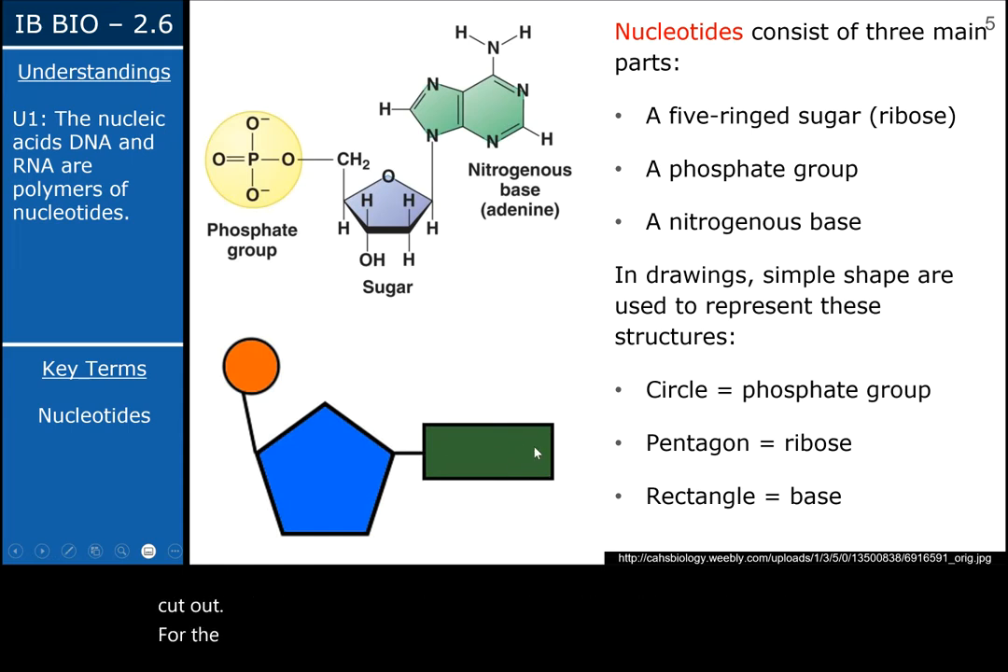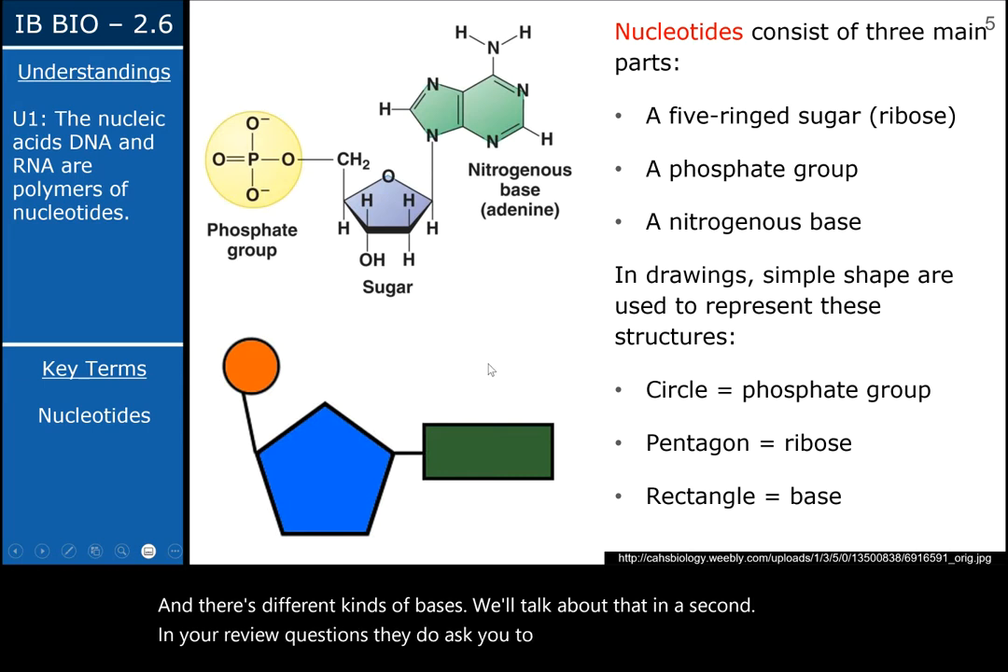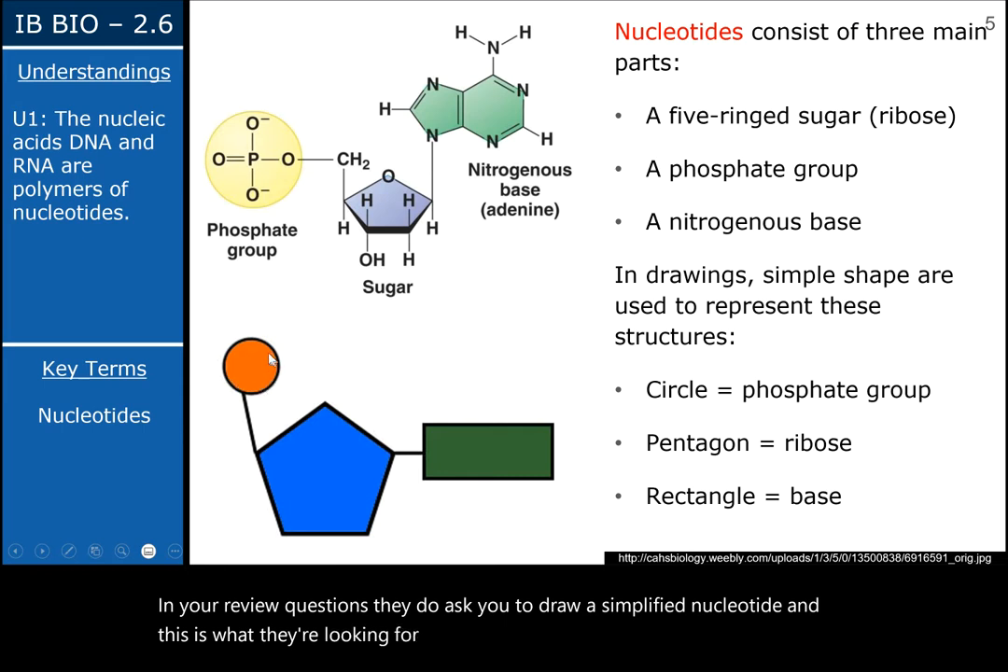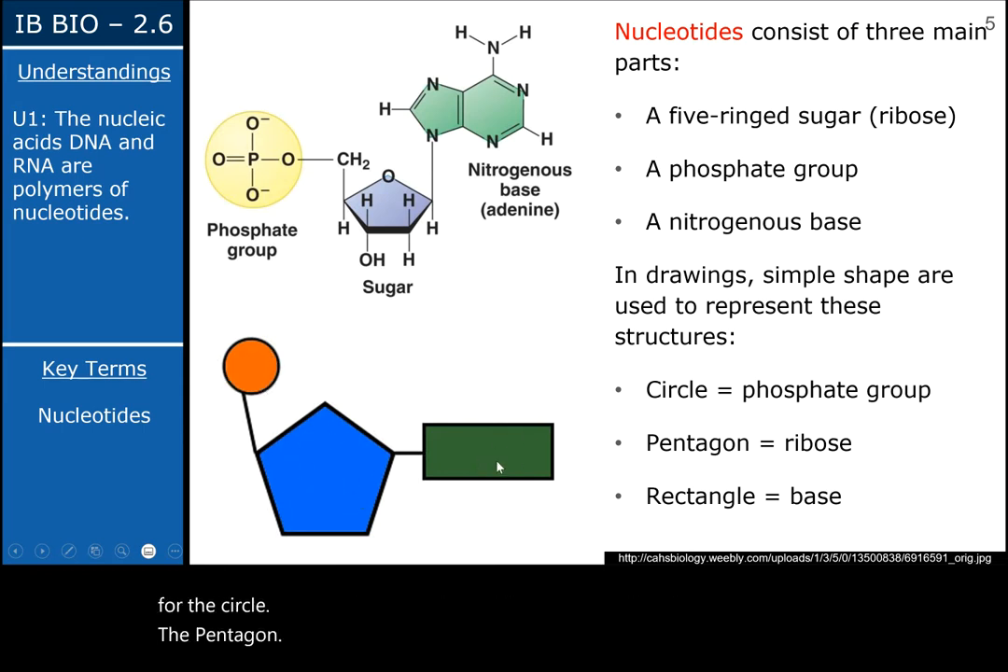Okay? So you'll hear me use the word nitrogenous base and just base interchangeably. And there's different kinds of bases. We'll talk about that in a second. In your review questions, they do ask you to draw a simplified nucleotide, and this is what they're looking for. They want you to label it, but they're looking for the circle, the pentagon, and the base.